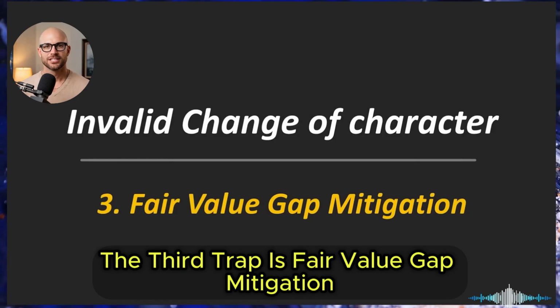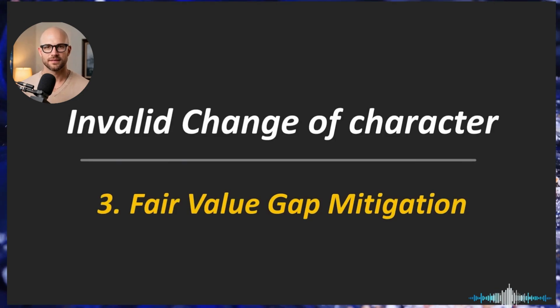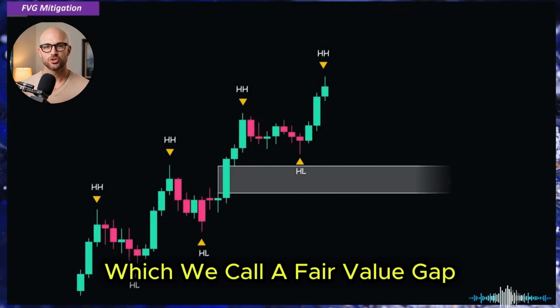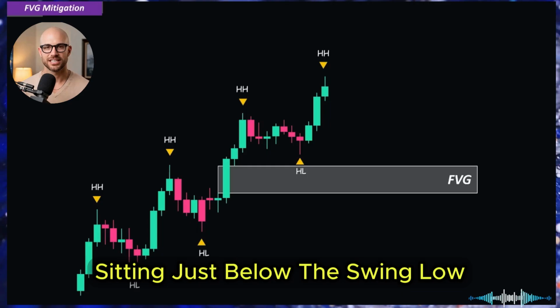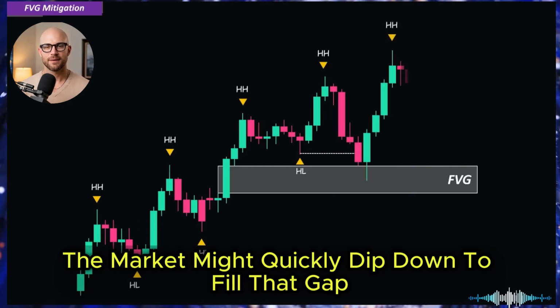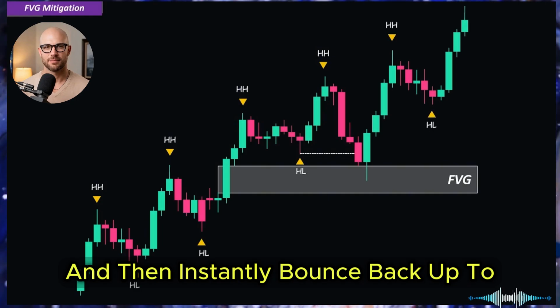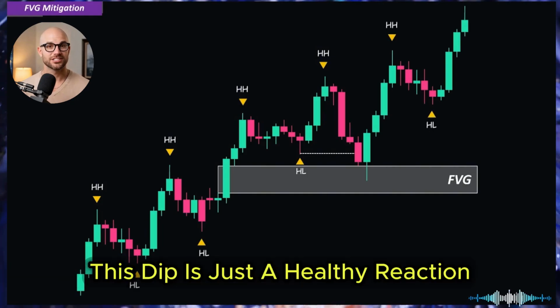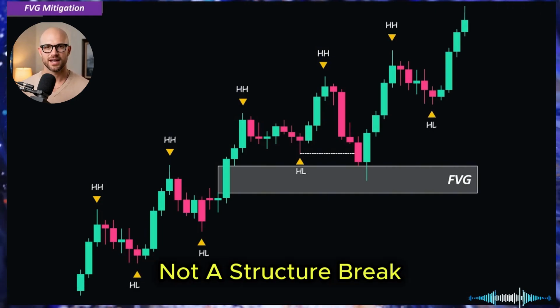The third trap is fair value gap mitigation. If there is an open gap in the price, which we call a fair value gap, sitting just below the swing low, the market might quickly dip down to fill that gap and then instantly bounce back up to continue the uptrend. This dip is just a healthy reaction, not a structure break.